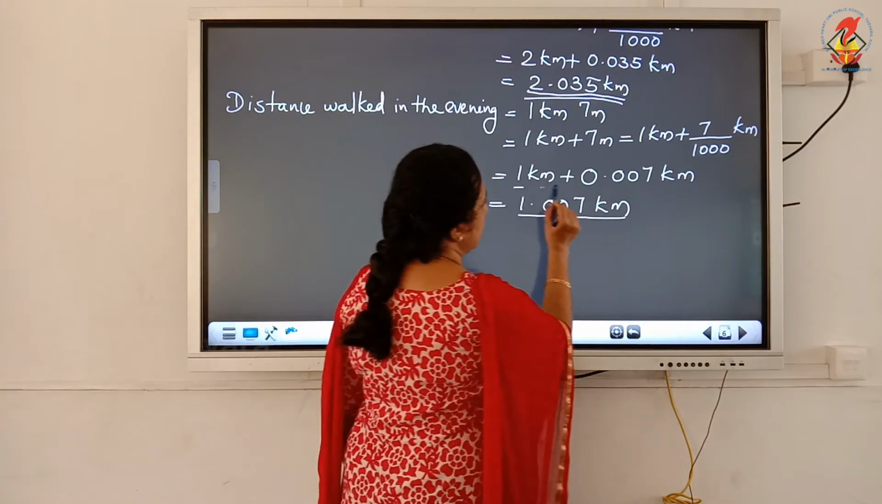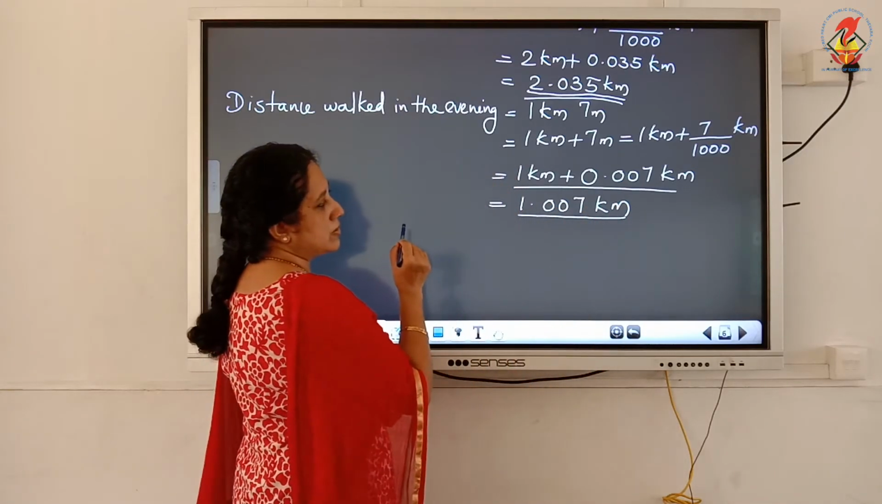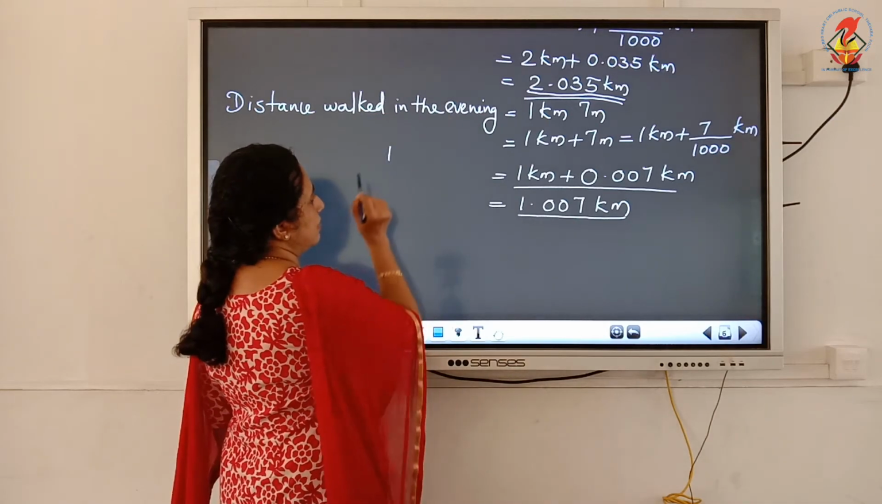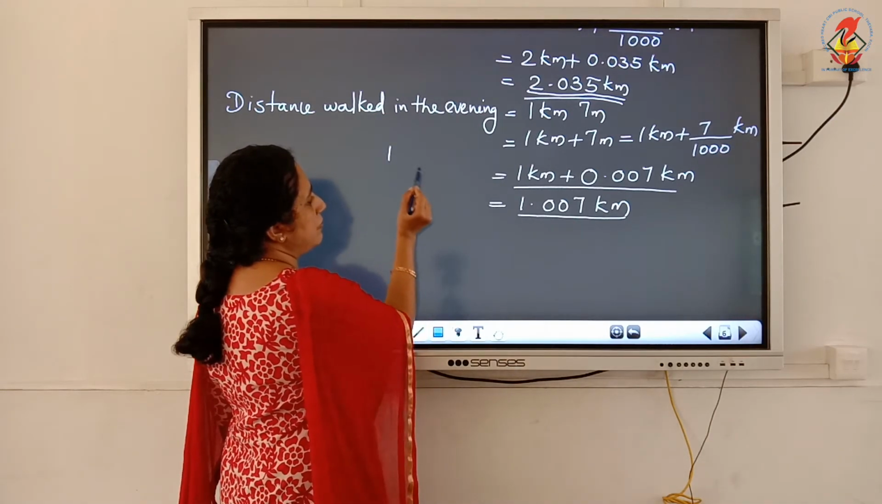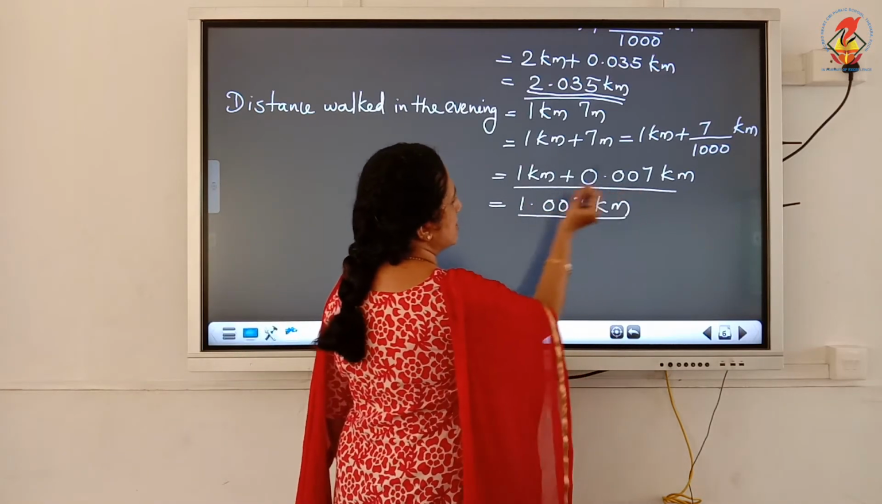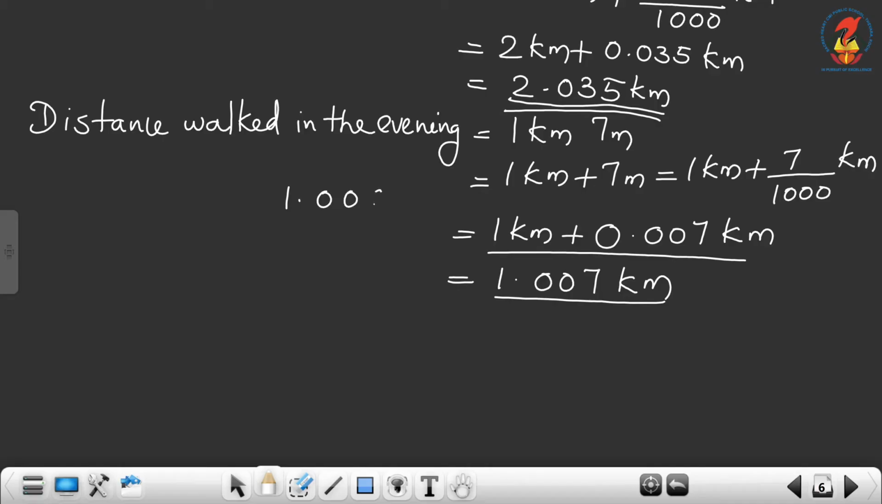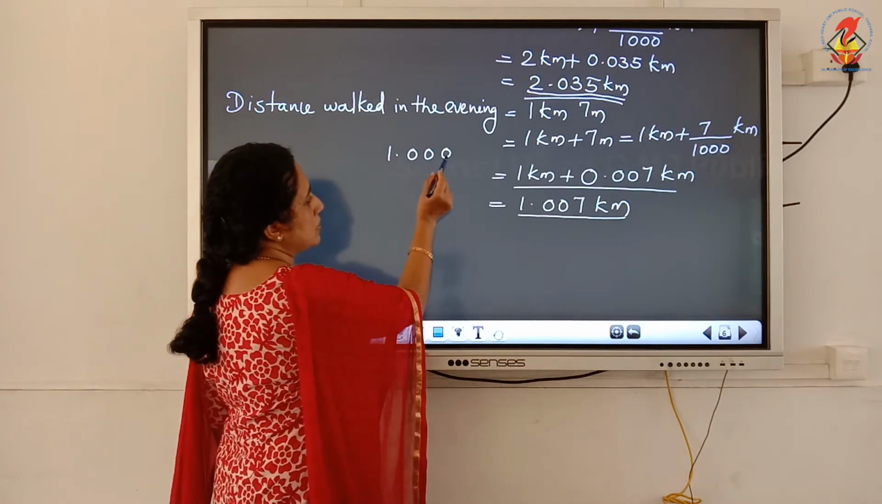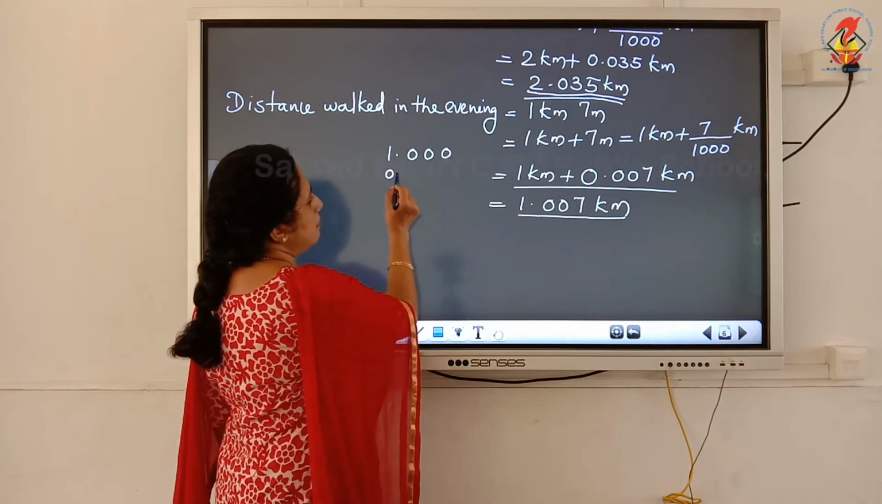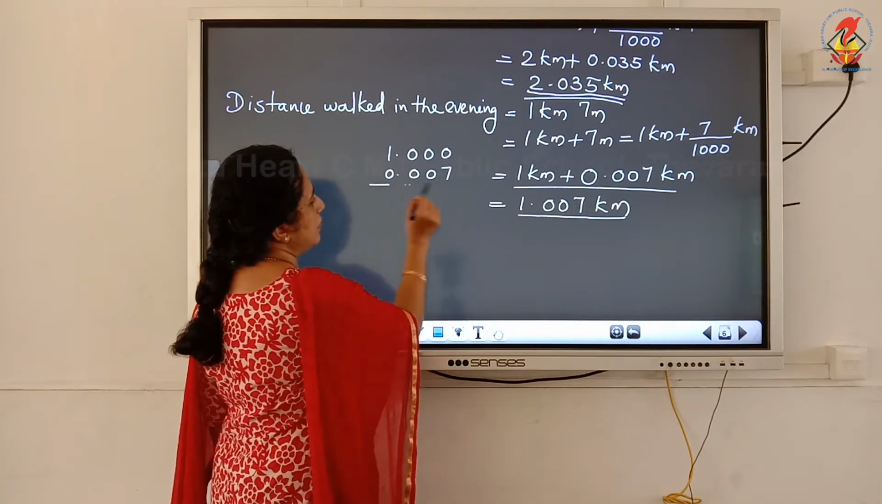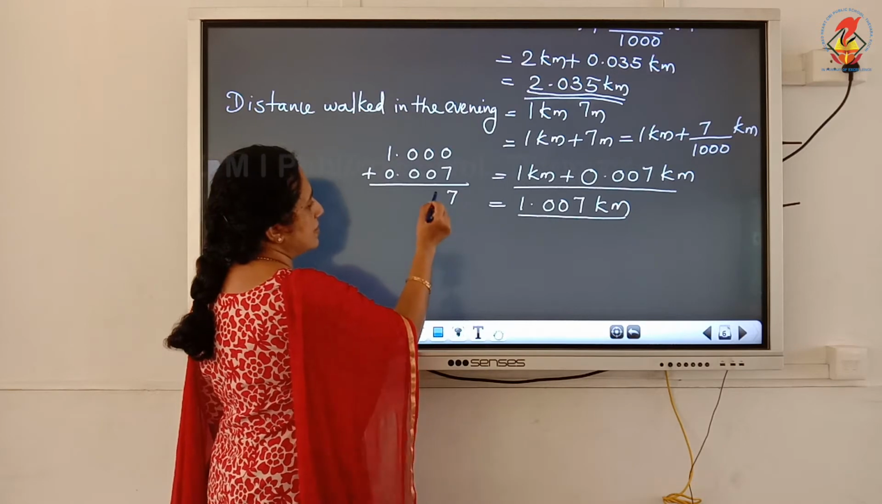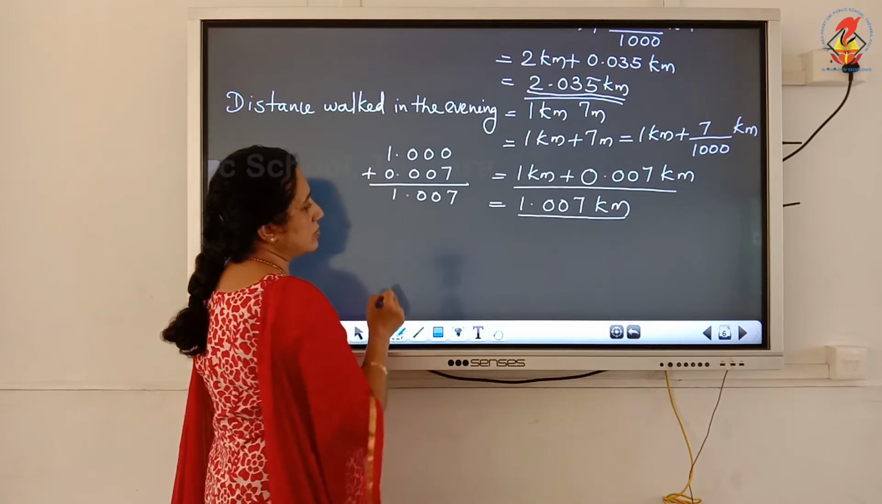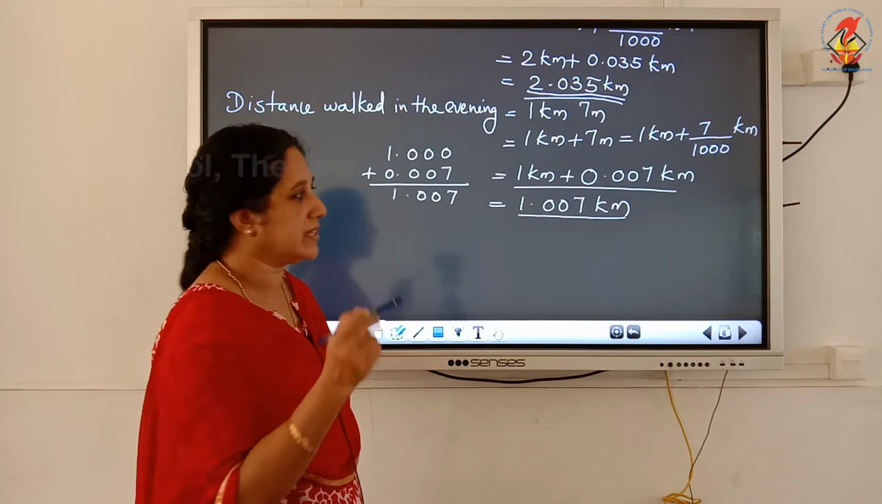Now look at that, 1 kilometer plus 0.007 kilometer. The 1 we can write in decimal form. Here we have 3 decimal places, so we can write 1 as 1.000. After the decimal point we can add extra zeros, and there is no change to the value. So 1.000 plus 0.007, when you add it, what will you get? 1.007 kilometer.